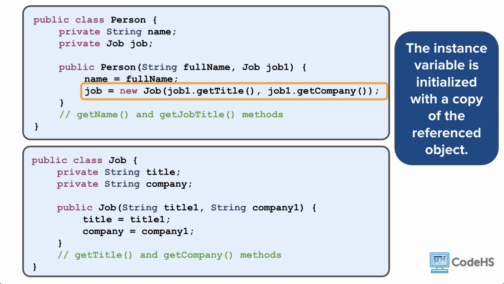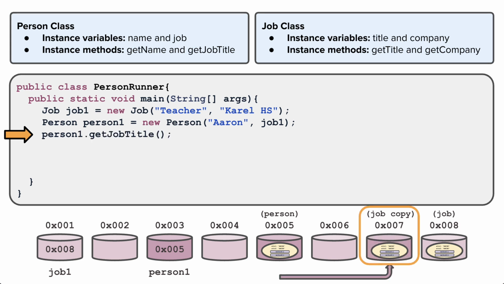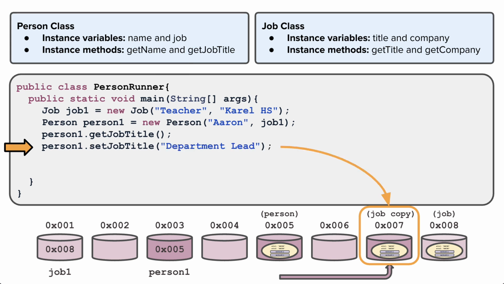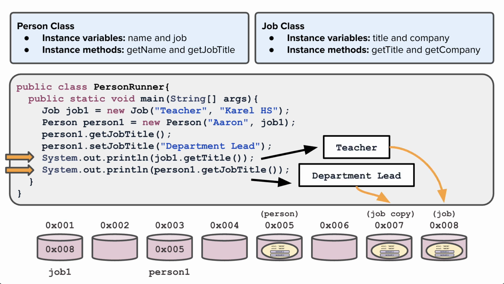With this change to the person class, when you create person1, you'll notice that a new copy of the job object is also created at position 0x007. So when you call person1's getJobTitle method, it references its own copy of the job object at 0x007. This is important because let's say the person1 object has another method called setJobTitle, which changes the value of the title attribute of the job object. Calling this method changes the attribute of the job copy, not the original job object, which is still stored at 0x008. If you were to include these print statements, you'd get teacher for the original job object, and now department lead for the copied job object.